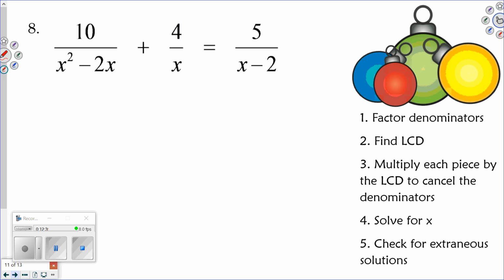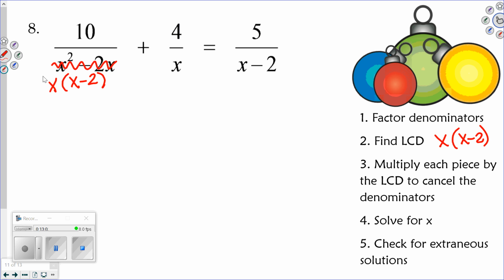Okay. What do I do first? Can I factor any of those? Yeah, take an x. X minus 2. Perfect. My LCD, all my pieces are just going to be an x and an x minus 2. So I'm going to write it over here.